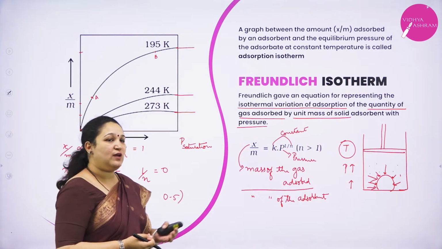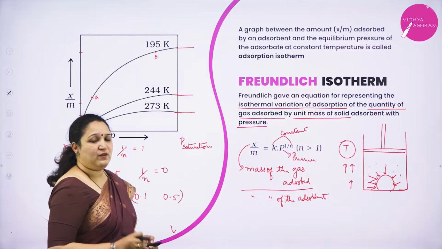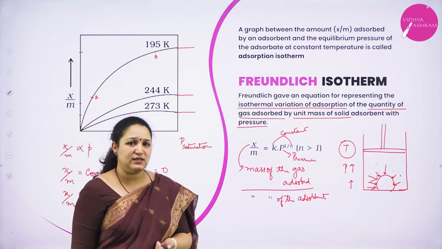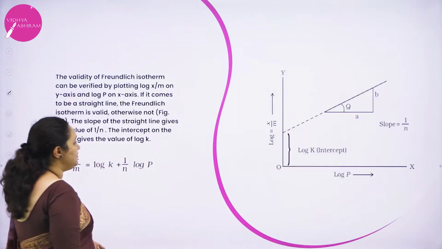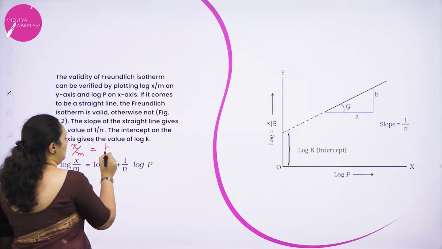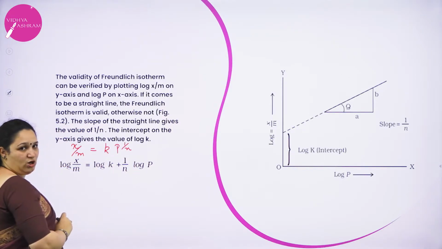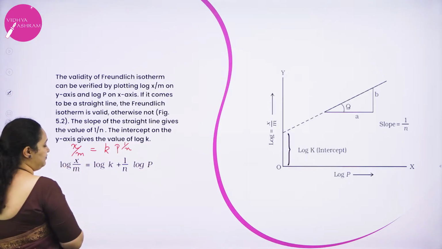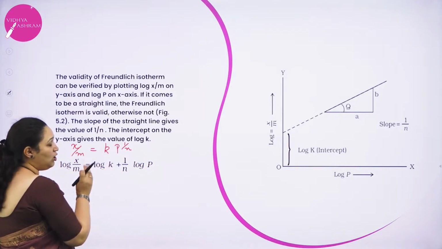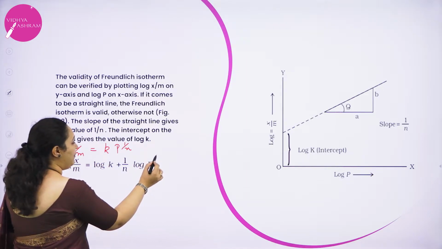There's one more thing which you can understand by looking into this graph. Now, to understand the validity, whether this Freundlich isotherm is valid for the particular experiment, how do you understand that? For that, we take the formula x by m is equal to k p to the power 1 by n. We apply log for this, you will get log x by m. Now it is a multiplication. When I put log, it will become addition, that is log of a into b is log a plus log b. So log k plus log p to the power 1 by n.